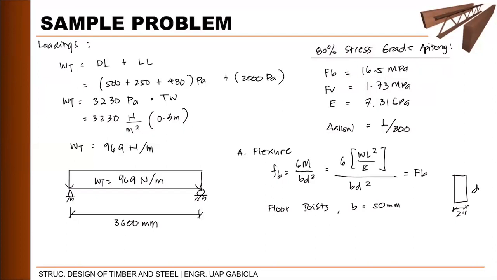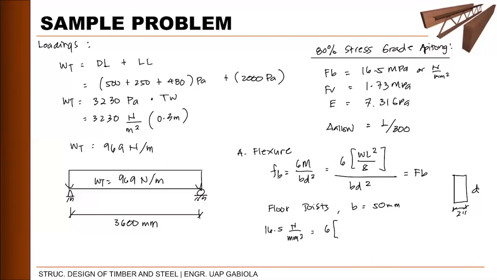So, assume natin na yung B natin is 50 mm o 2 inches. And then d squared na lang yung magiging unknown natin. So, let's substitute. Yung FB natin, again, is 16.5 megapascal, pwede din siyang gawing Newton per mm squared. Okay? So, kailangan natin ng uniformity ng units. Then we have 6 times yung weight natin in Newton per meter. Pag kinonvert natin sa mm, divide lang natin by 1,000.